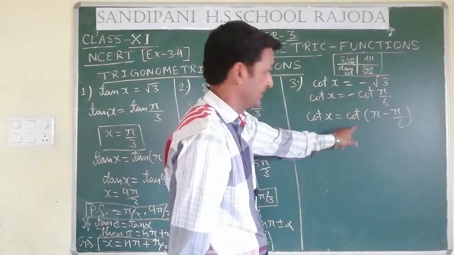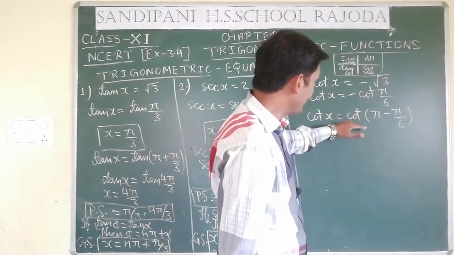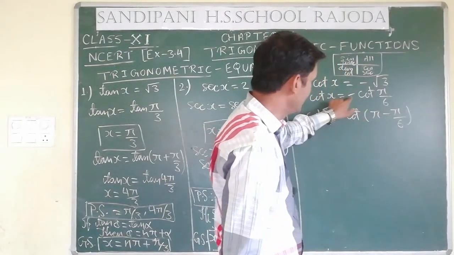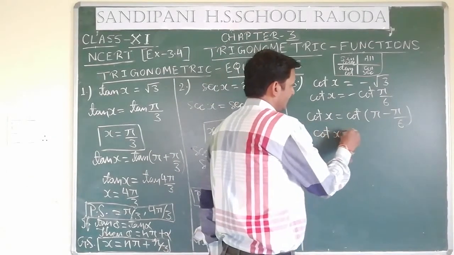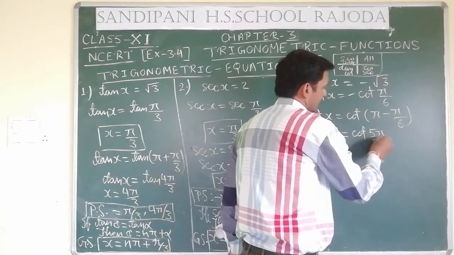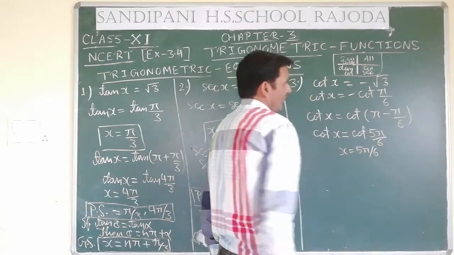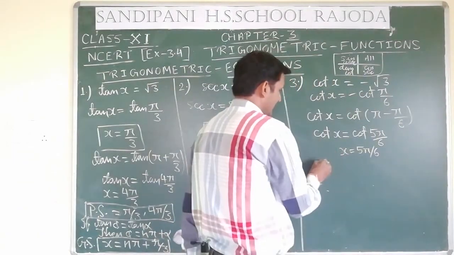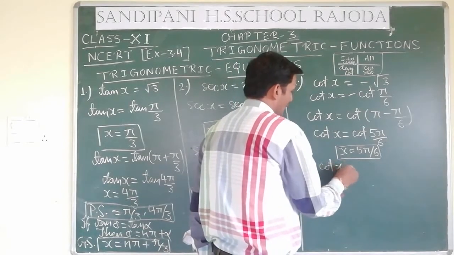Make it positive always. What is our aim? Make it positive always. So here it is negative, we may apply this formula: cot of 180 minus theta is minus cot theta. So cot x is equal to cot of 6 pi minus pi, that is 5 pi by 6. So x is equal to 5 pi by 6 here. One more value can be possible here. Here also it is negative. So we may proceed like that. It is one value.